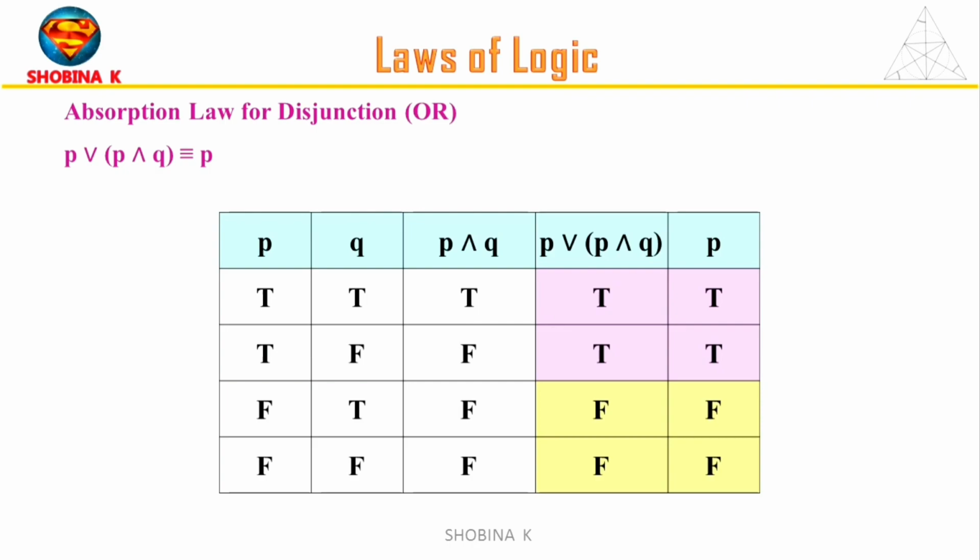And next we have P or (P and Q) is defined as P. This law states that the disjunction of proposition P with the conjunction of P and Q is equivalent to just P. In other words, if P is true, then P or (P and Q) is true. If P is false, then P or (P and Q) is false. And you can see both the absorption laws are equivalent to P.